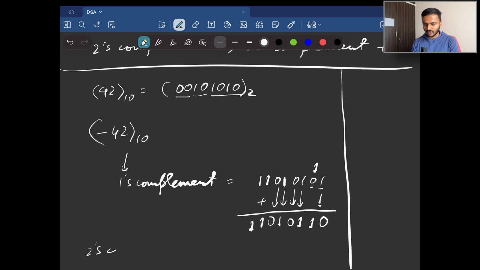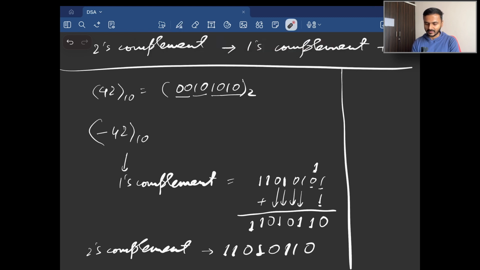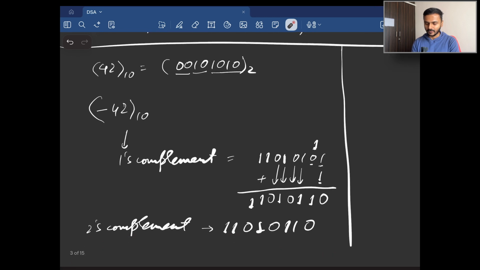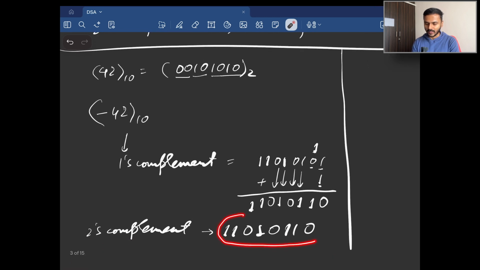So the 2's complement of 42 will be 1, 1, 0, 1, 0, 1, 1, 0. And like we had discussed in 1's complement, that 1 being present in the most significant bit denotes that this is a negative number. The same thing holds for 2's complement as well. So if you see, we have got 1, 1, 0, 1, 0, 1, 1, 0, and we've got 1 in the most significant bit. And this denotes that this is a negative number, which in our case is minus 42.